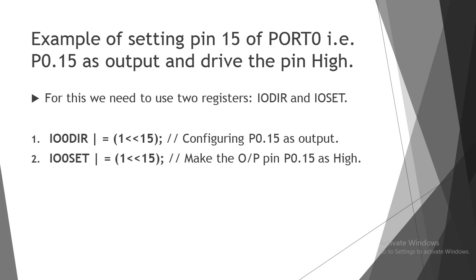Example of setting pin number 15 of port 0 as an output and driving the pin high. For this we need to use two registers, IODIR and IOSET. IODIR is for configuring it as an output, and IOSET to send the high pulse. So first we have to define port 0's pin 15 as an output. We write IO0DIR |= 1 << 15. Now pin number 15 is defined as an output.